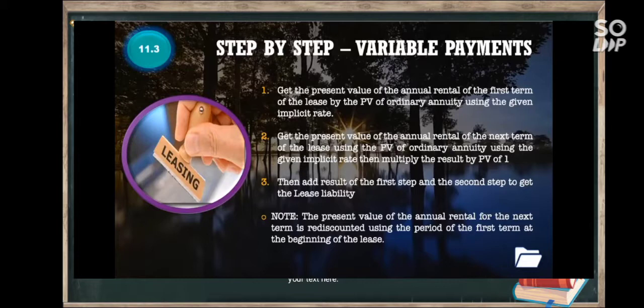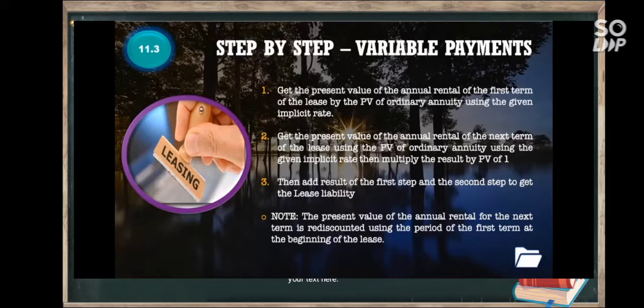Number 2, get the present value of the annual rental of the next term of the lease using the present value of ordinary annuity using the given implicit rate, then multiply the result by the present value of 1. Anyway, we will apply this in the illustration. Okay, ready for the illustration? Let's go.